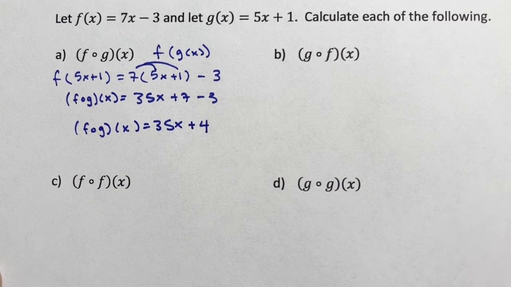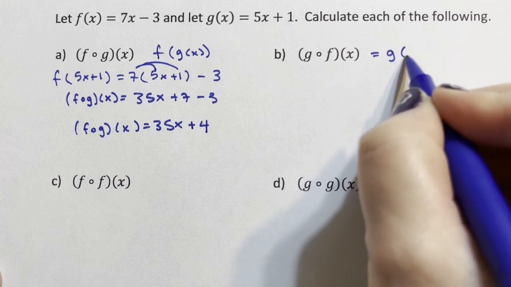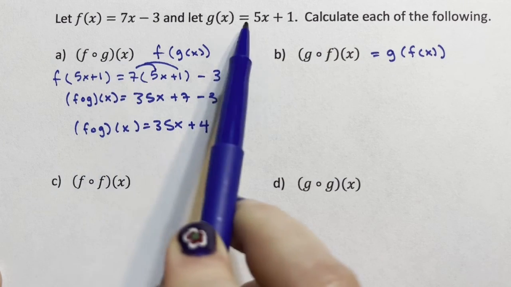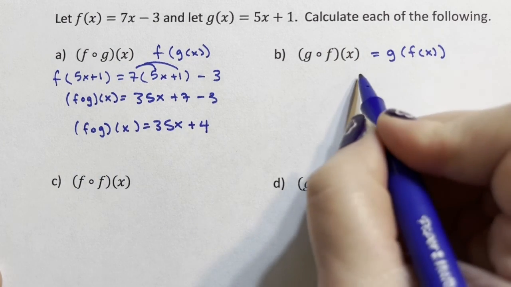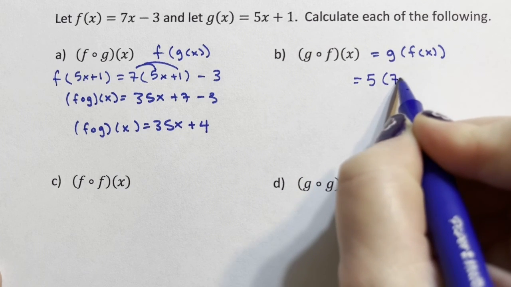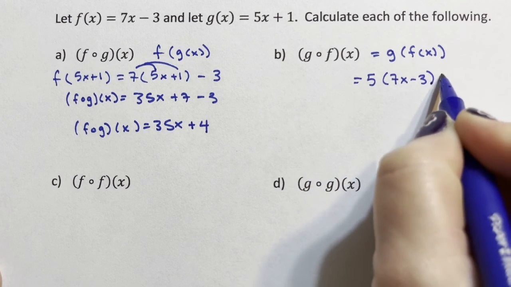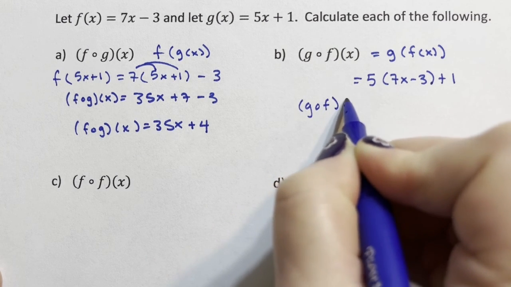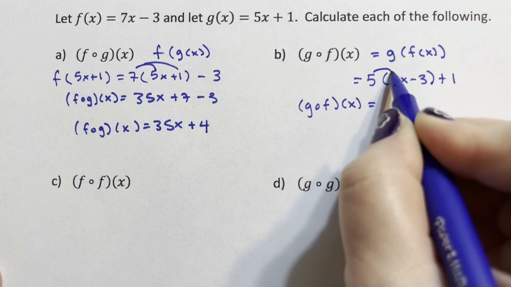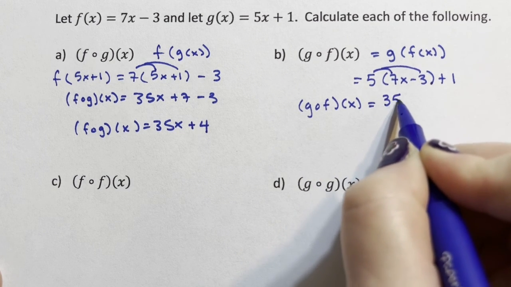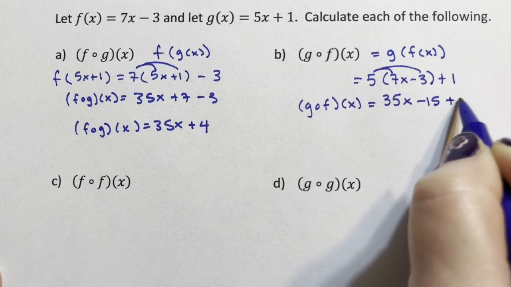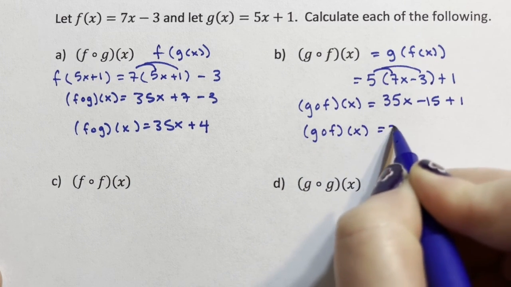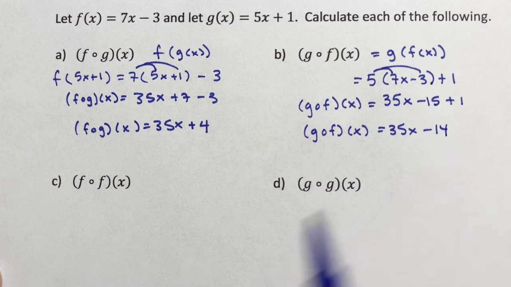Okay, going the other way, this is g of f of x. That means we're putting 7x minus 3 into g of x. So we're going to have 5 times 7x minus 3 plus 1. So g of f of x equals, again, we're going to distribute, 35x minus 15 plus 1. g of f of x equals 35x minus 14.